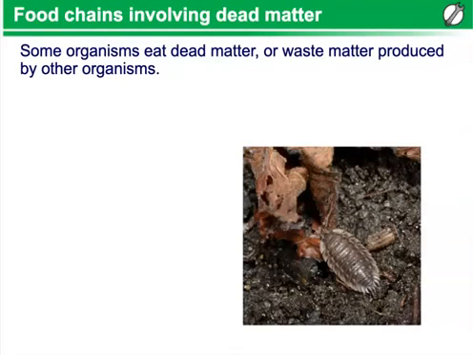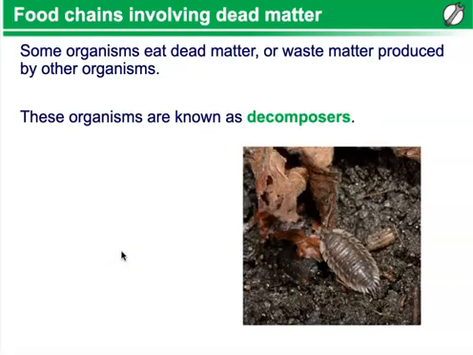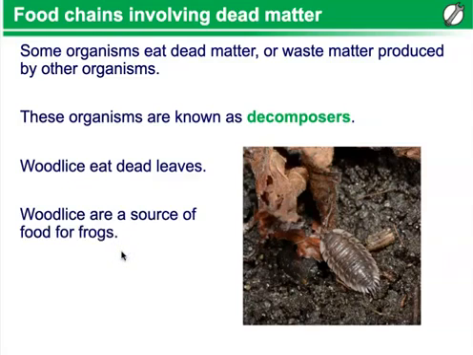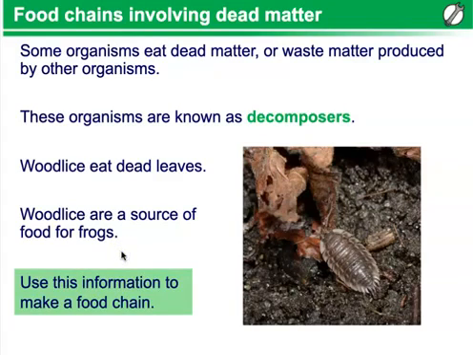Food chains involving dead matter. Some organisms eat dead matter, or waste matter produced by other organisms. These organisms are known as decomposers. Woodlice eat dead leaves. Woodlice are a source of food for frogs. So using this information, we could create a food chain showing dead leaves being eaten by woodlice, and then the woodlice being eaten by frogs.